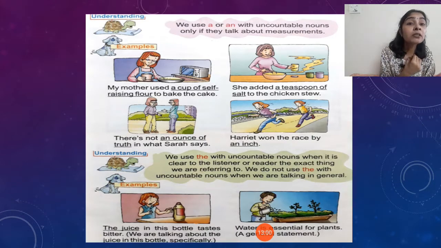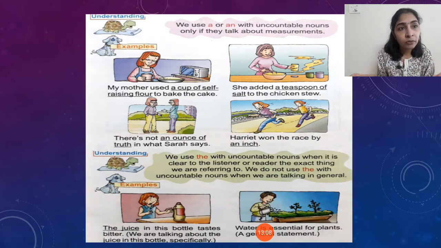She added a teaspoon of salt. Salt is also uncountable, but we are measuring it here, a teaspoonful of, so we are using a. There's not an ounce of truth in it. Truth is not measurable, it is uncountable, but we are measuring it here. Ounce is a unit of measurement, so here we are using an. Harriet won the race by an inch. Again we are using a measurement here, and because it starts with a vowel sound, we are using an.